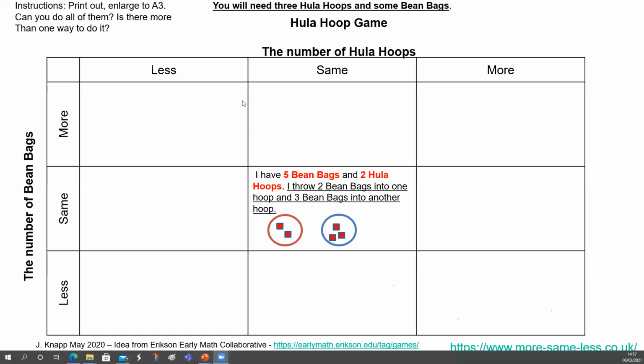And with that, as well, Nanette, with some of the younger children, you might actually act this out, draw out a large grid, have the bean bags and the hula hoops and act it out with them as well. You can make it that more visual approach as well.